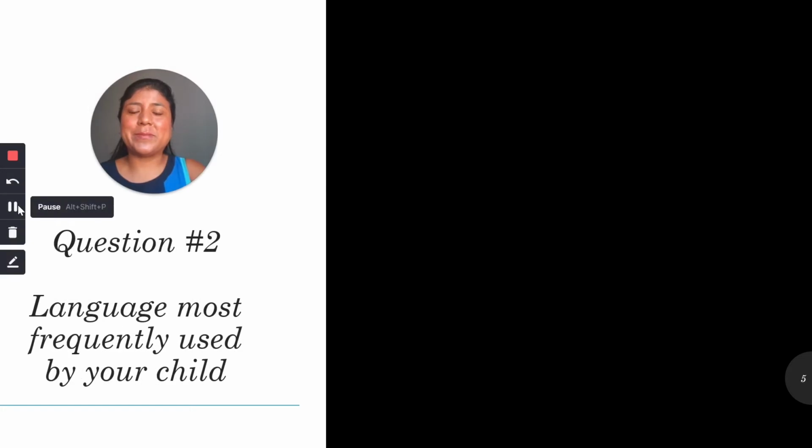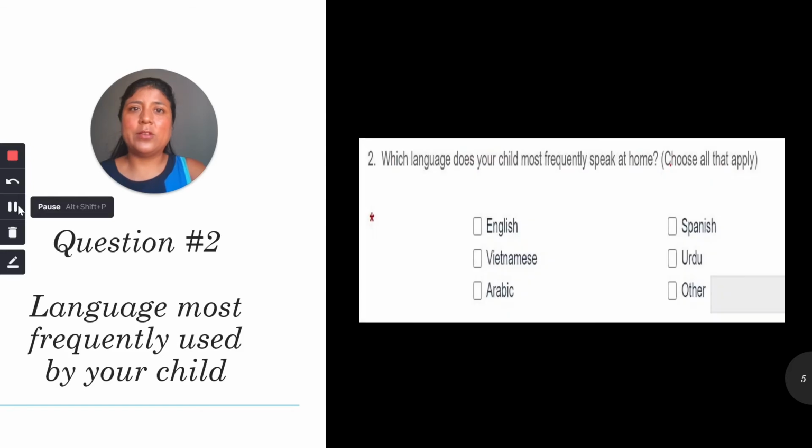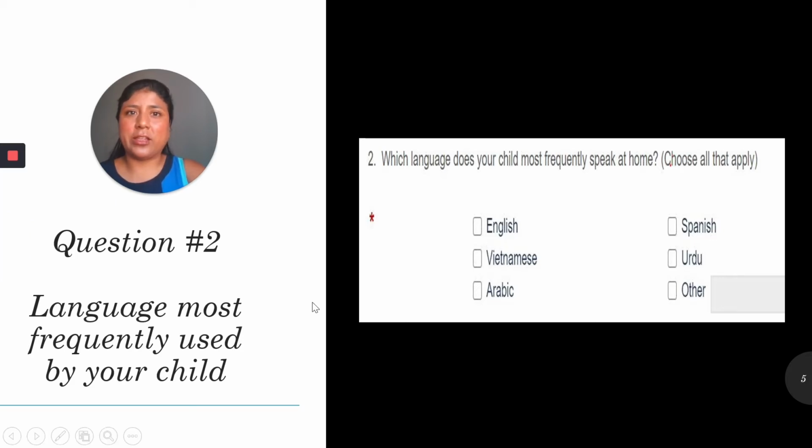Question number 2 is about the language that your child speaks mostly at home now. So in question number 2, please indicate which language does your child most frequently speak at home. If your child speaks mostly English, click on English. If your child speaks only in another language, click on that language. If your child speaks in both languages, click on both of them.